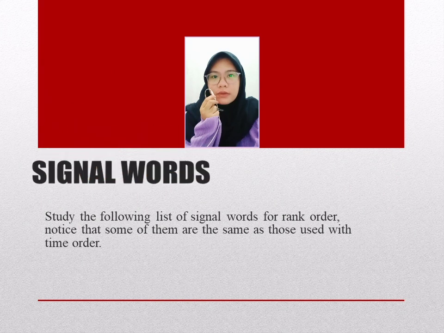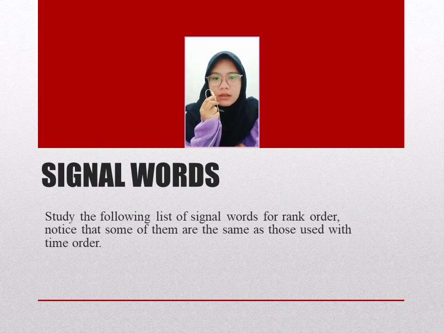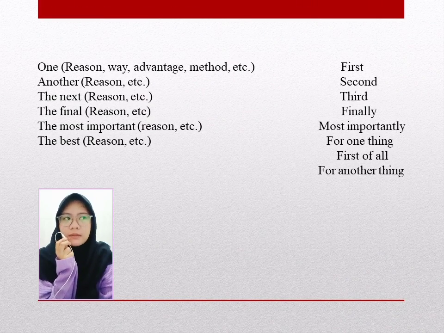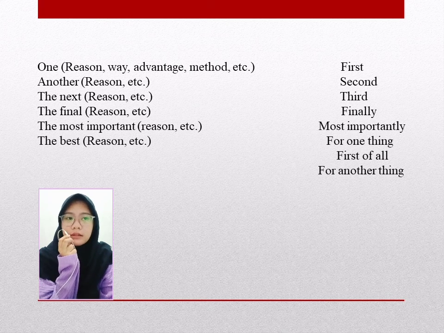Alright guys, so we move to the second material, signal words. The following is a list of signal words. Let's study the following list of signal words for rank order, and notice that some of them are the same as those used with time order. Alright guys, so here are some signal words for rank order. You can see that there are one, another, the next, the final, the most important, and the best. You can use them for reason, way, advantage, method, and etc.